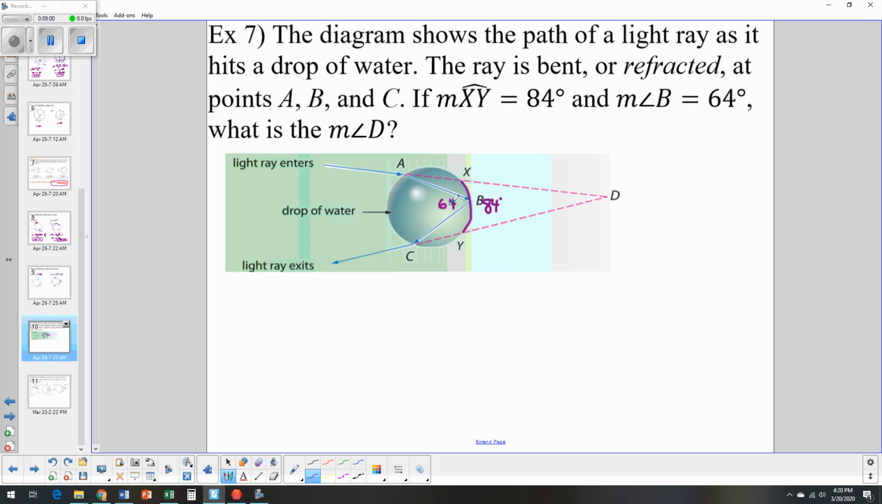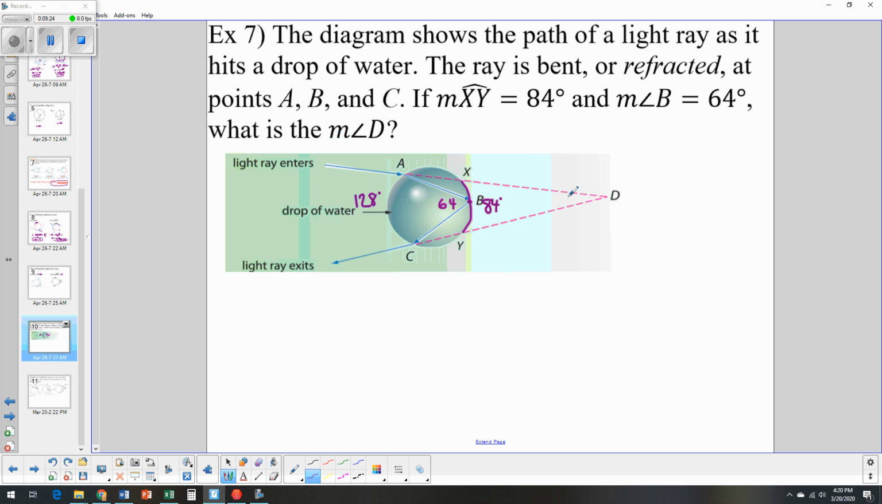So we're going to actually have to do two things here. This angle of 64, if I look at it, it's on the circle. And that means this arc is double that. Remember, when we had on, it's arc equals 2 times angle. So this arc here is going to be 2 times 64, or 128.